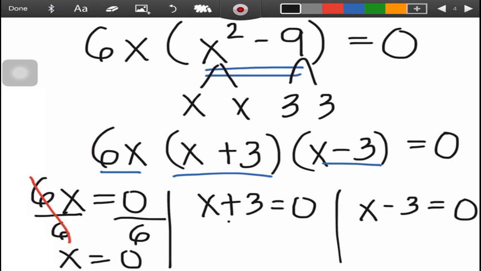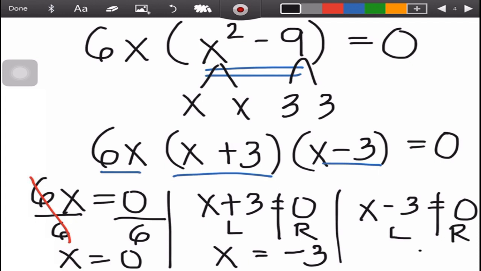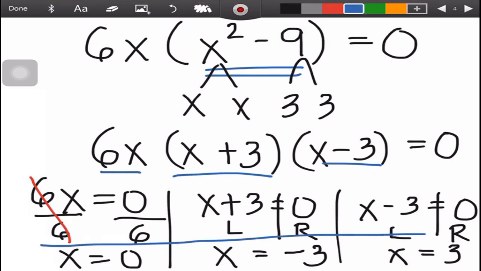Here, we will still use the transposition method. From the left side, we will transpose 3. From positive, 3 will become negative 3, and then x equals negative 3. And then here, same, we will use the transposition method. Negative 3 will be transferred from the left side to the right side. So negative 3, change the sign, it will become positive 3. In this problem, we have 3 values of x. We have 0, negative 3, and 3. So these 3 are all answers for this problem.